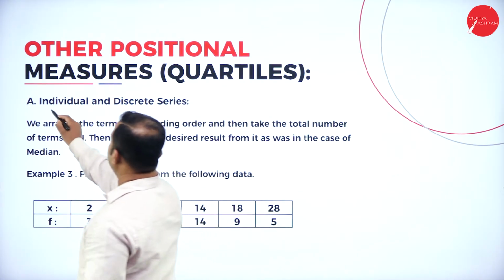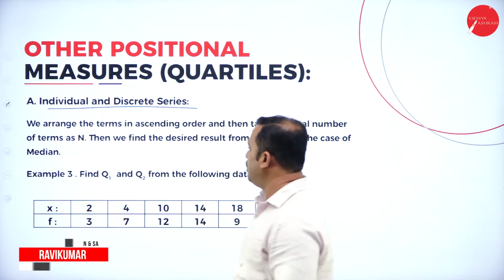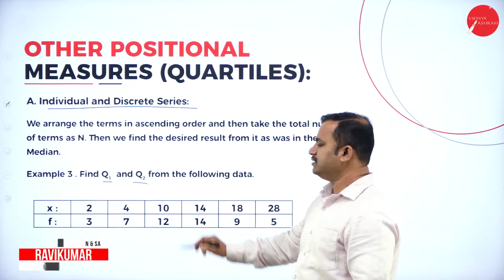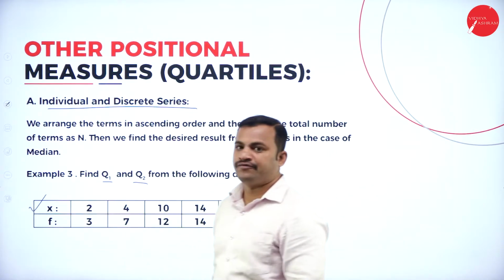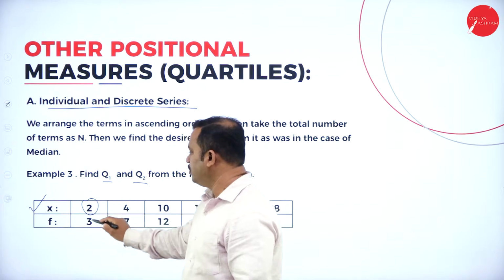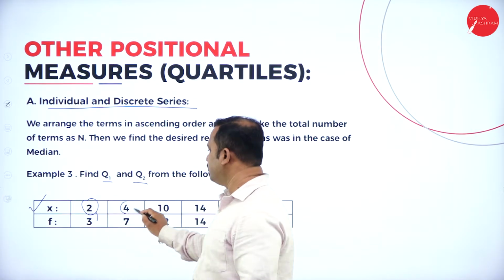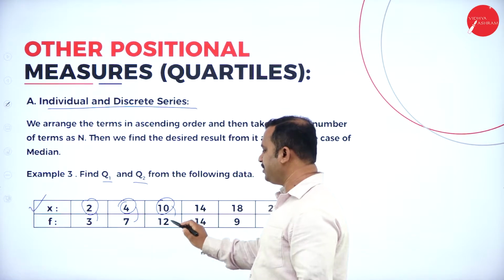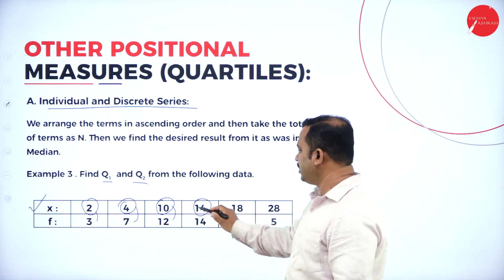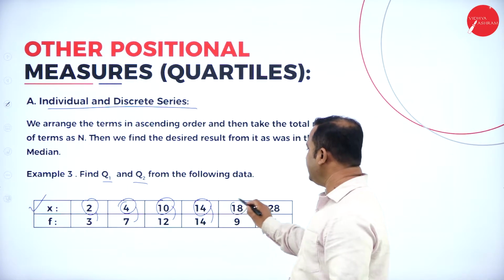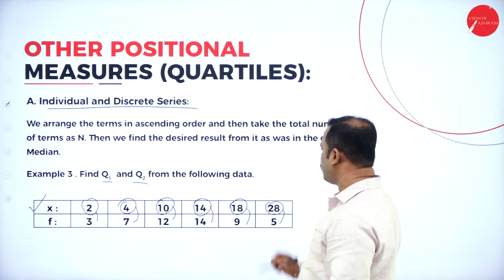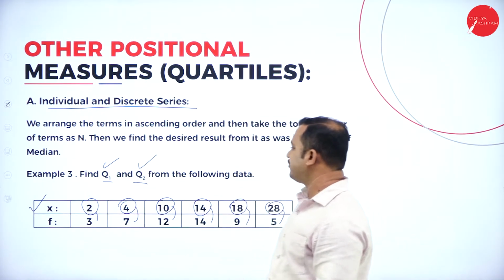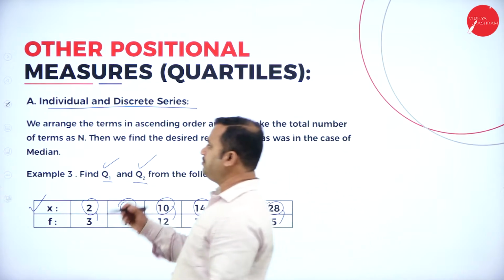So, if I consider the individual and the discrete series, how can I find out the quartiles Q1 and Q2? From the following data, we have the frequency distribution of data items with x equal to 2, where 2 is repeated 3 times, x equal to 4, where 4 is repeated 7 times. We have the value 10, which is repeated 12 times. Then we have 14 repeated 14 times, 18 repeated 9 times, 28 repeated 5 times. So we have these values here. We have to find the quartiles Q1 and Q2 from the following data. Then let me explain this.